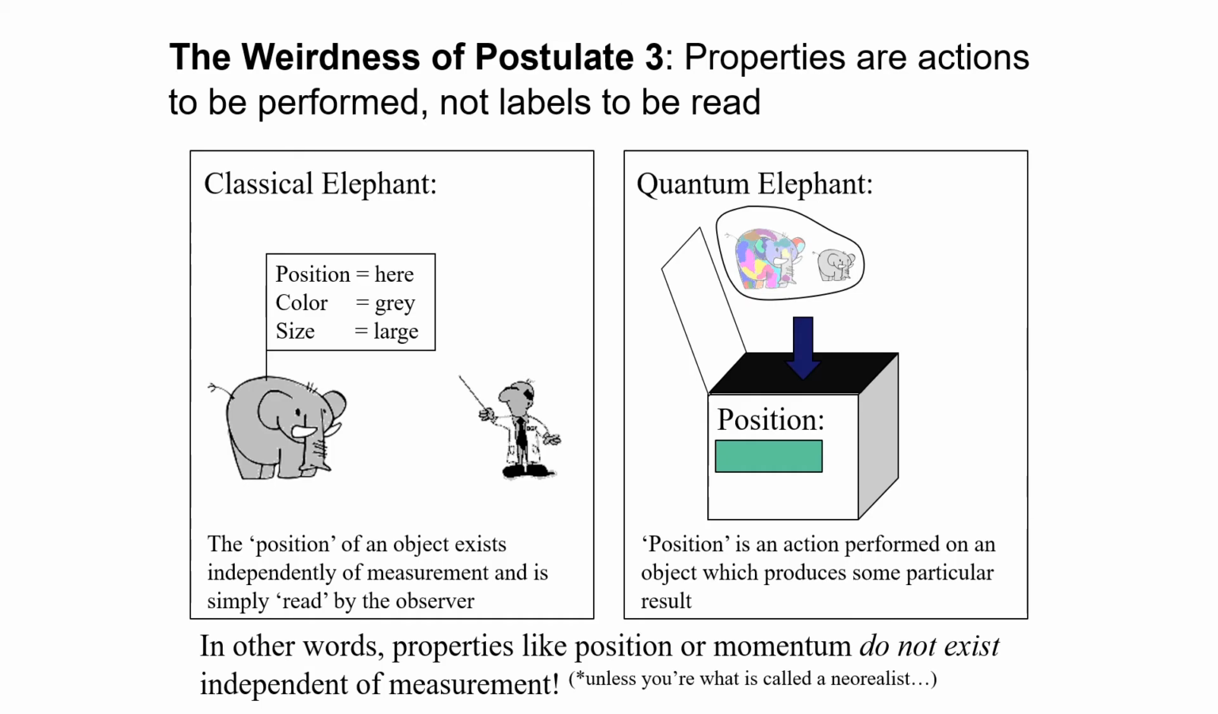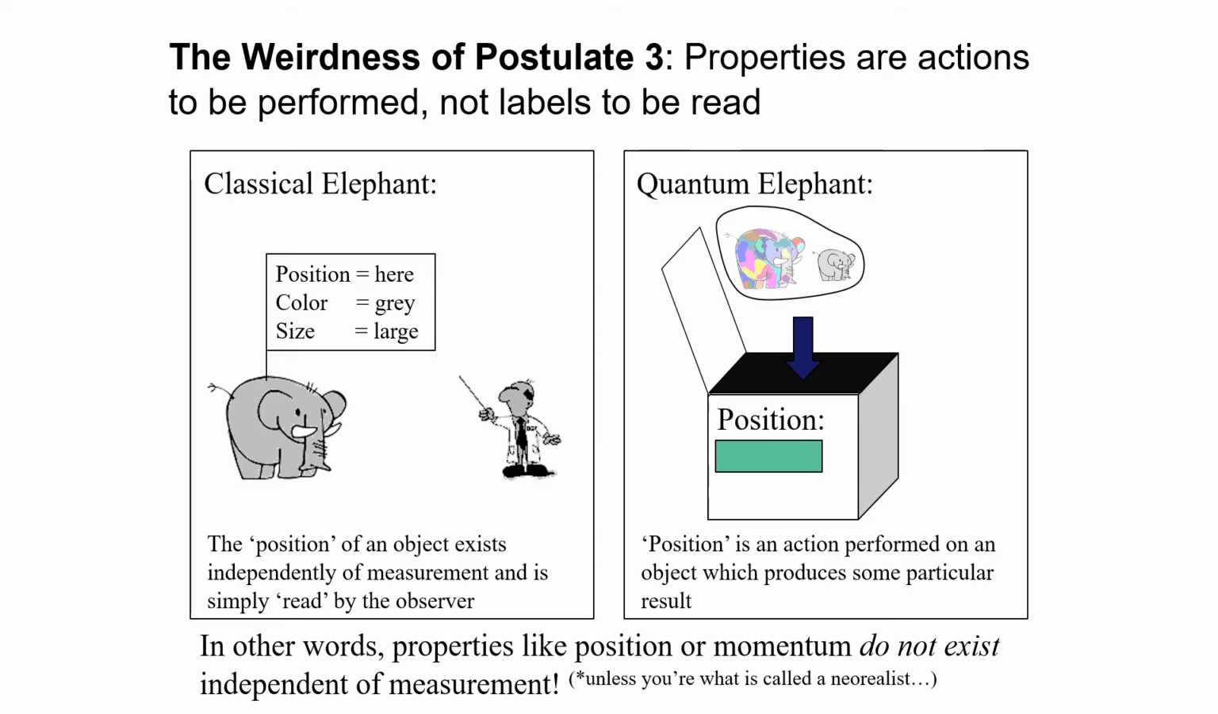Another weirdness of this third postulate is that properties are actions to be performed and not labels to be read. So a classical elephant is here. It has a color that we can recognize as gray, and it has a size that we can easily say is large. The position of the object is independent of its measurement, and it's just read by the observer. But the quantum elephant is not so sure. Its position is an action performed on an object which produces a particular result.